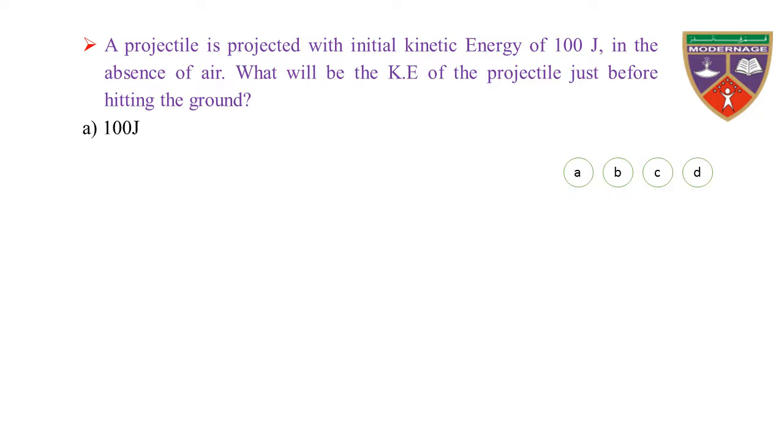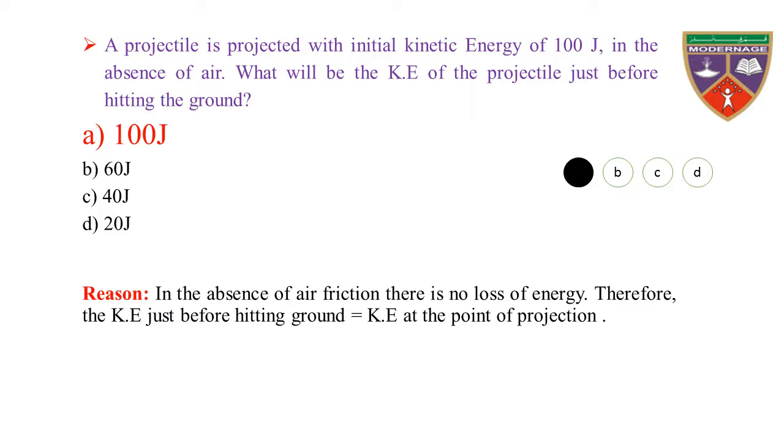Option A, 100 joule. Option B, 60 joule. Option C, 40 joules. Option D, 20 joules. The key is 100 joule. Therefore, the correct option is A. Reason: in the absence of air friction, there is no loss of energy. Therefore, the kinetic energy just before hitting the ground is equal to the kinetic energy at the point of projection. Hence, the kinetic energy just before hitting the ground is 100 joule.